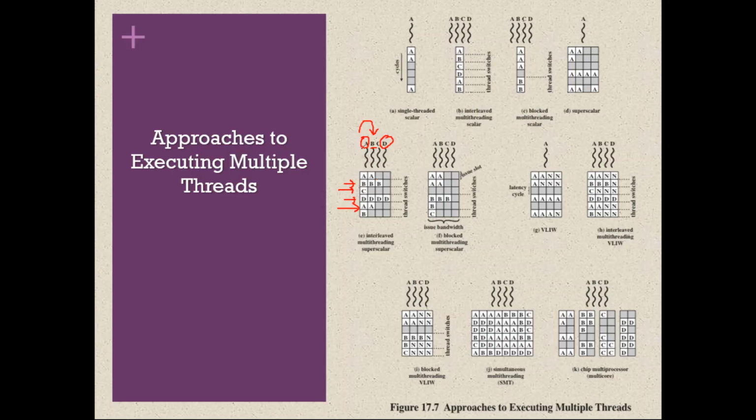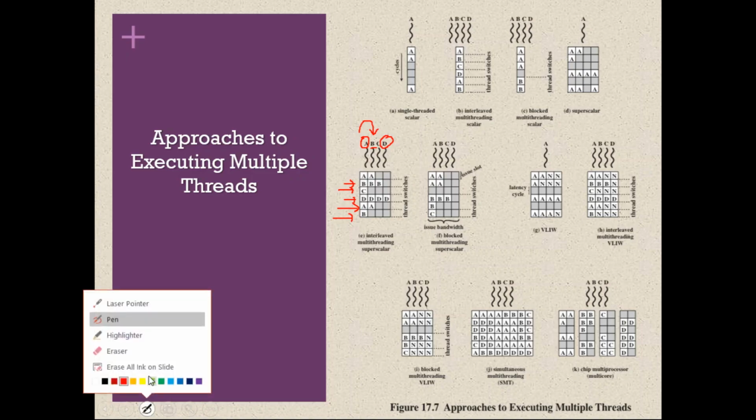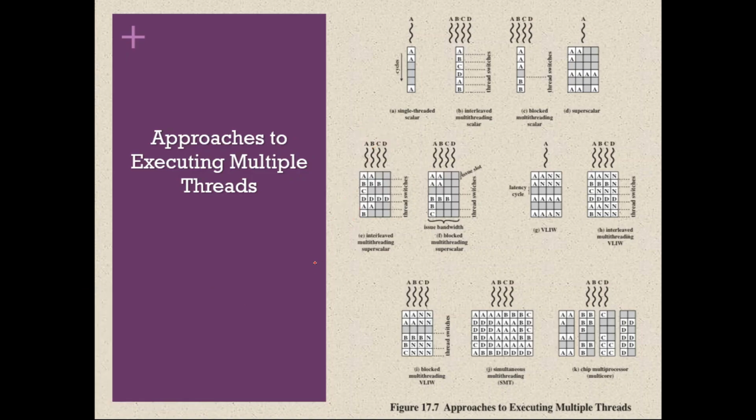Again it tries for 4 independent instructions, but got only 2. At the end of the fifth clock cycle, the processor switches to thread B and tries for 4 independent instructions, but got only 1 independent instruction, and it is taking and executing it. So this type of execution is called what? Interleaved execution.